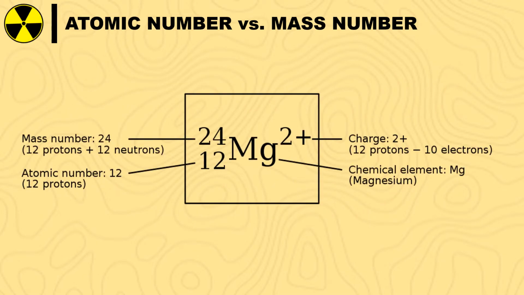This figure shows how to write the symbol of an atom together with its atomic number and atomic mass. Please examine closely the figure.